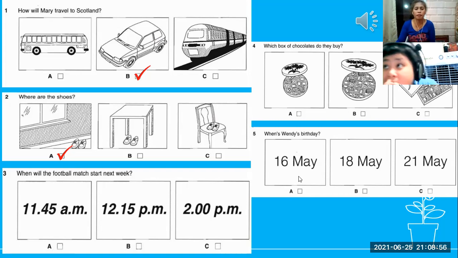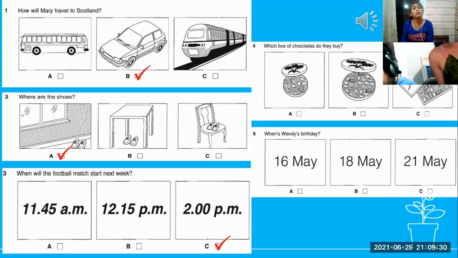Okay, next one. Number three. When will the football match start next week? It's at 2 p.m., teacher. Okay, very good. Now, which bags of the chocolates do they buy? Letter B.